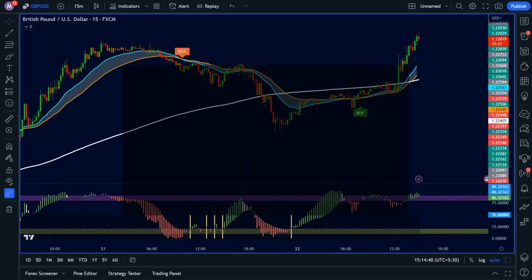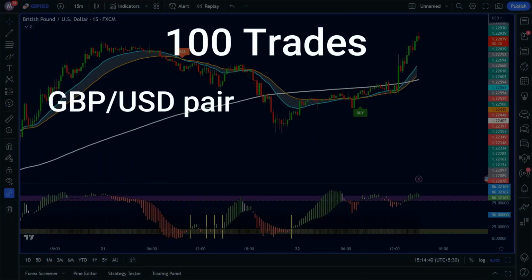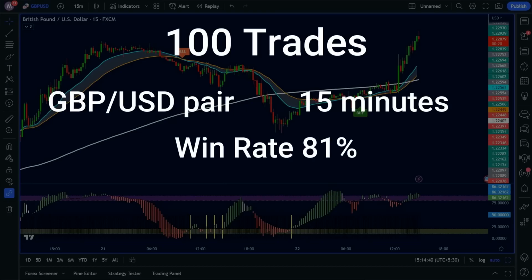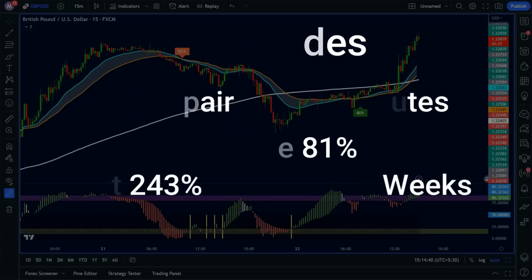Alright, I did the backtesting, and here's the result. With 100 trades in GBP USD, 15 minutes time frame, the win rate of our setup was 81%, and the profit was 243%, which is pretty great because we gained the profit in only 6 weeks. And we had 6 consecutive wins against 3 consecutive losses during the backtest.